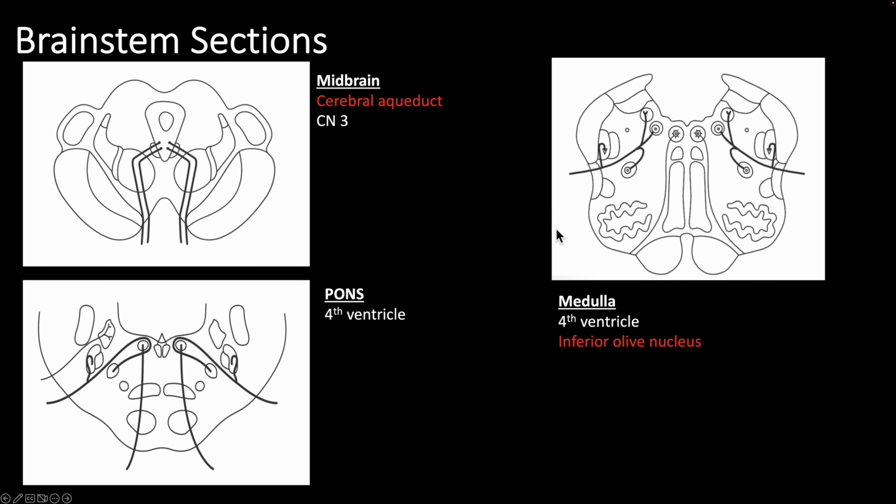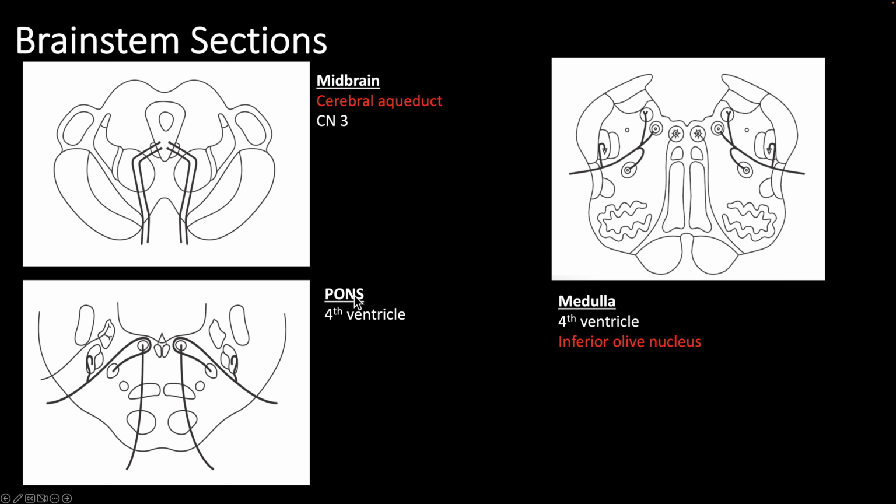So first things first, let's orient ourselves. We're going to have the midbrain, pons, and medulla. A great way that I use to localize the midbrain is the cerebral aqueduct, which is located right here. That's why I have it in red. Also, cranial nerve number 3 kind of looks like these little spider webs coming down.